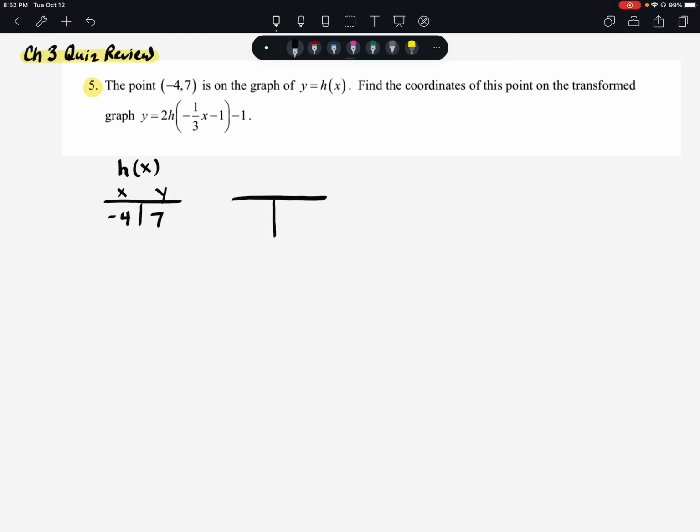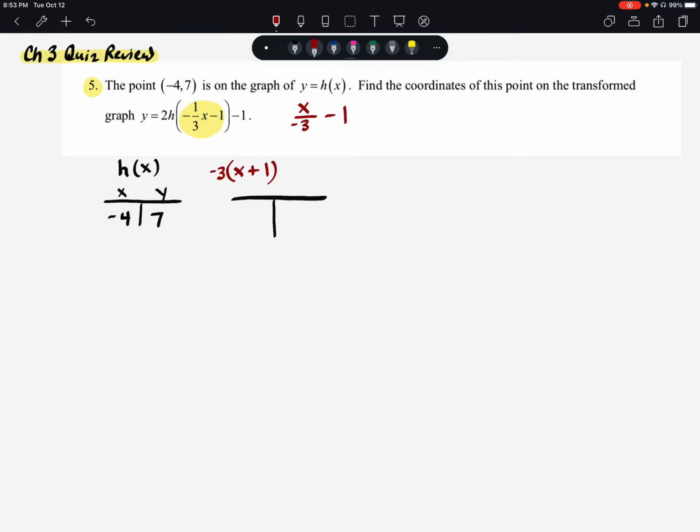So let's start out with looking at the x, at what we have inside the parentheses. You can rewrite -1/3 x as x divided by -3, and I still have that -1 afterward. So in the order of operations, we divide by -3 and then subtract 1. Looking at the inverse, we take x and add 1 first, and then we multiply that whole thing by -3.